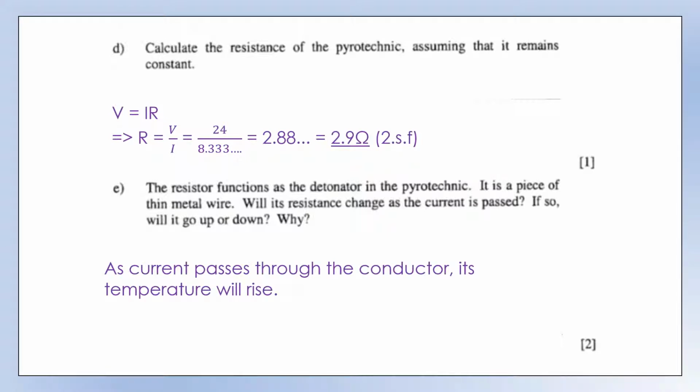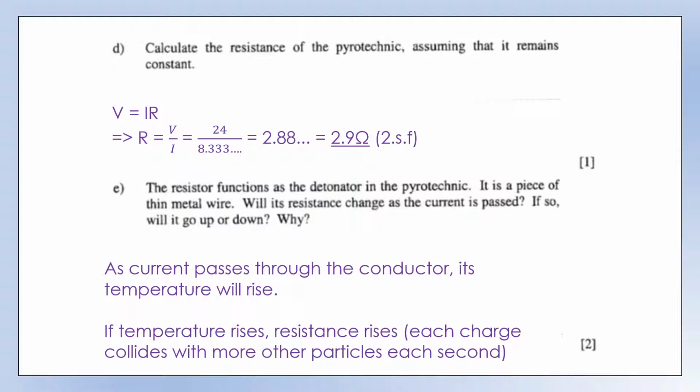So as the current passes through the conductor, its temperature will rise, and if temperature rises, resistance rises. And the way I think about that is each charge passing the resistor is going to collide with more particles every second, because all of the particles have much more energy at higher temperature.